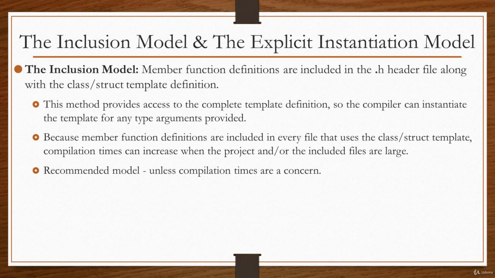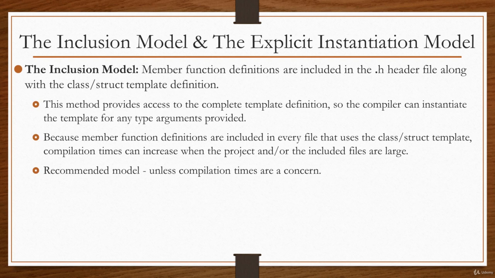As I mentioned, we don't want to include source files or .cpp files, we only want to include our header files. Now there is one more way that we can separate our template classes or structs into header and .cpp source files, and that is if we use explicit instantiation. So in this next section I'm going to introduce the difference between the inclusion model and the explicit instantiation model.